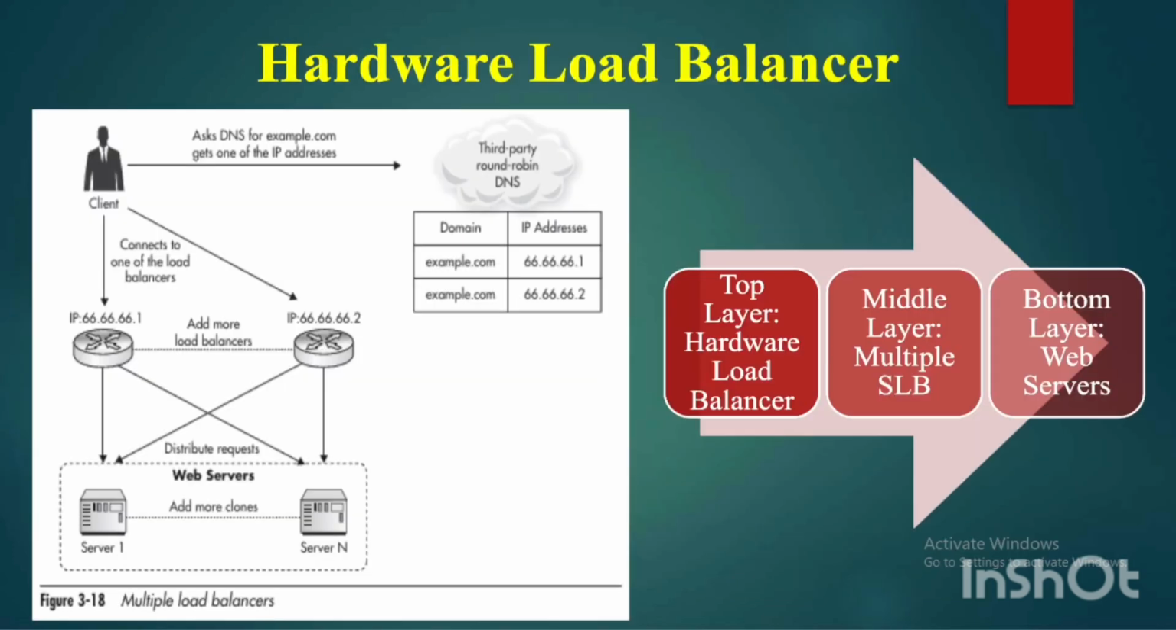Now let's discuss the hardware load balancer using multiple load balancers. This figure represents a multiple load balancer architecture under a hardware-based load balancer. At the top, a powerful hardware load balancer receives all the incoming traffic and distributes it among several software-based load balancers. Each software load balancer then forwards requests to its own group of web servers for processing. This layered design combines the speed and stability of hardware with the scalability and flexibility of software, ensuring high performance and zero downtime even under heavy traffic.